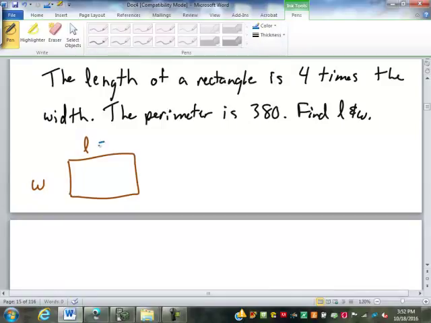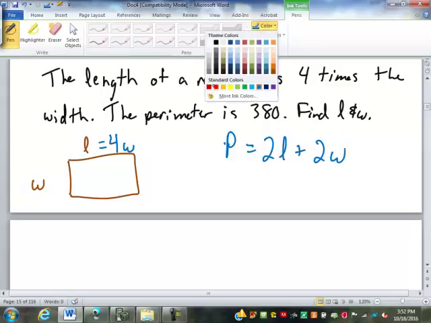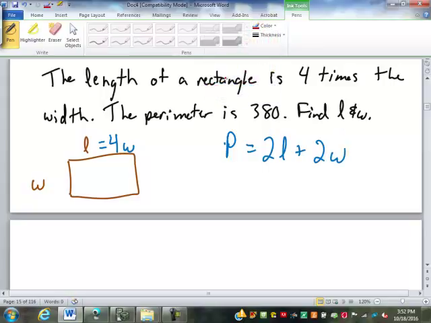So it says the length is 4 times the width. So the length is going to be 4 times W. So in our perimeter formula, P equals 2L plus 2W. What can we put in here? 380 is the perimeter, so that goes in for P. What else? 2, we're going to replace L with 4W, so it's 2 times 4W instead of 2 times L. And then just plus 2W. What's next?